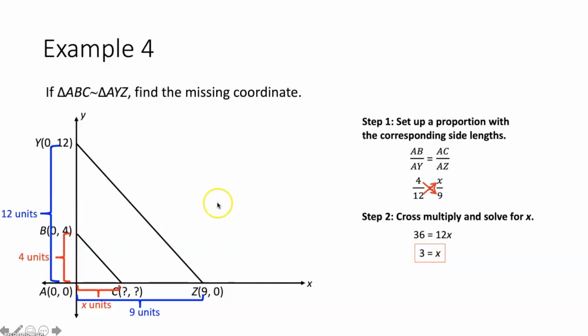But we're not done. We're trying to find the missing coordinate. We need to answer our question. So C would be at what point here? Well, we said the y coordinate was 0. Our x coordinate we just found to be 3. So C is going to be at (3, 0).